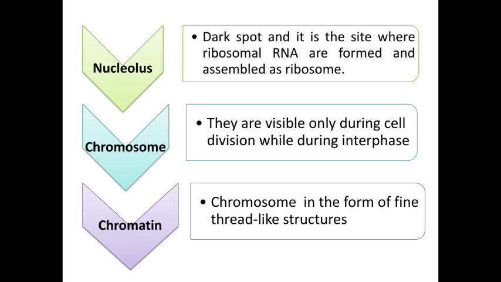Next is the nucleolus. Nucleolus is the dark spot, and it is the site where ribosomal RNA is formed and then assembled as ribosomes. And then there are some chromosomes and chromatin, that is the genetic material. The chromosomes are visible only during cell division, while during interphase the chromosomes are in a fine thread-like structure known as chromatin.